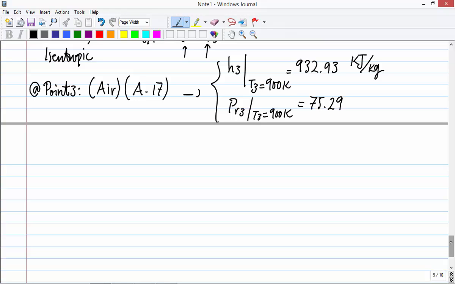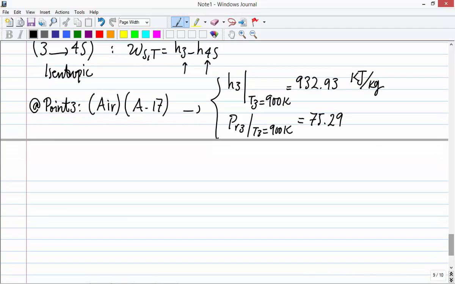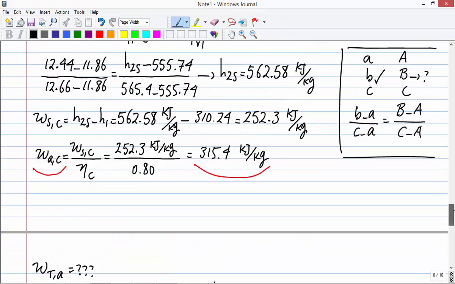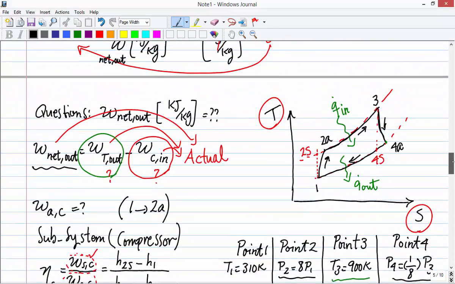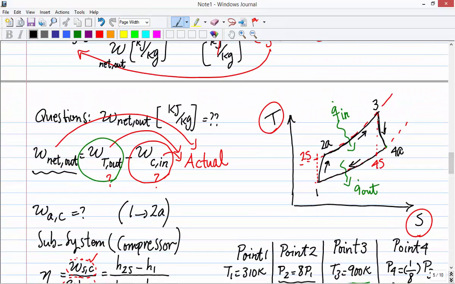Back to page 6 of lecture note number 14. I'm assuming that process 3 to 4S was isentropic, so for P4, look at the diagram. We are on the red dashed curve. We assume it's isentropic, as we did here: we found H, then used the entropy, and found actual work. We're going to do the same thing here. We assume it's isentropic, find the isentropic work, and then use the efficiency to solve for actual work.